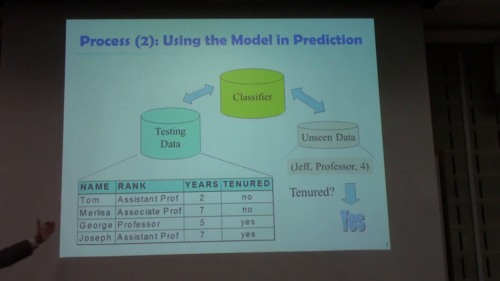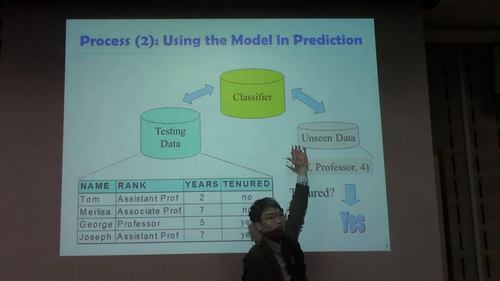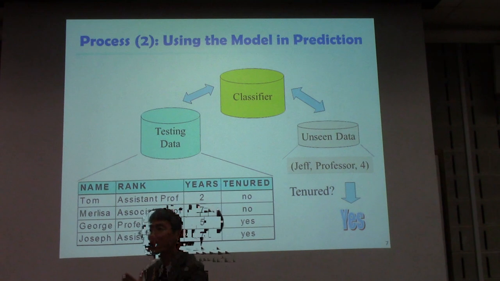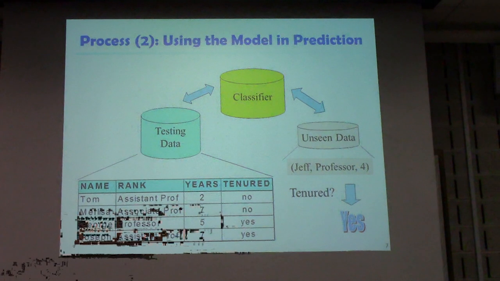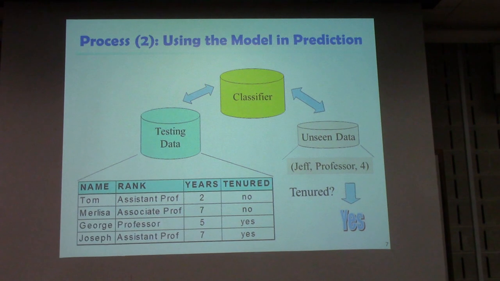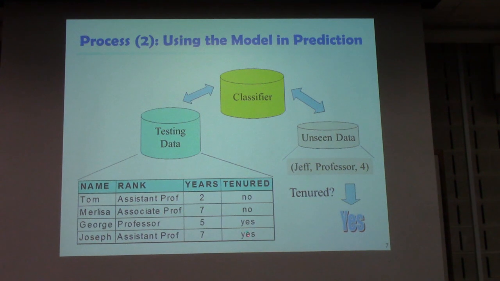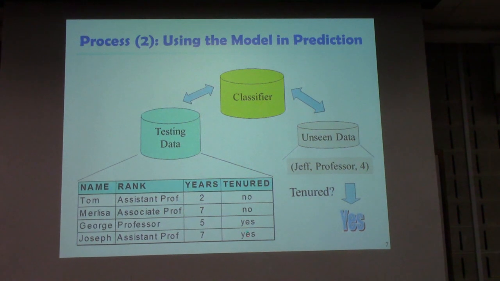However, the classifier does not always work very well. Sometimes it cannot predict correctly. So this is the case. But George is a professor, tenured. Yes, it's correct. And Joseph is longer than 7, so it's a yes. So what is the accuracy? Anyway, 3 out of 4 are correct, right? So roughly 75% accurate. The classifier is very high.